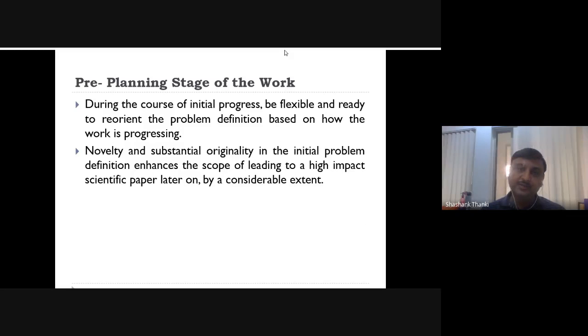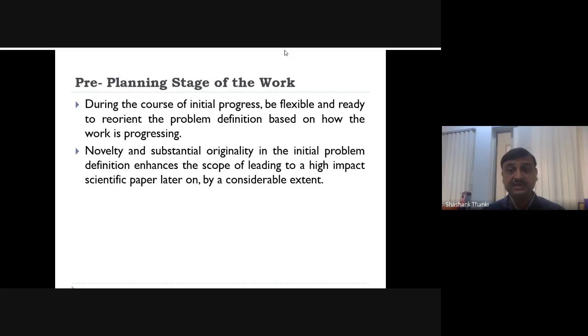And most of the time when you publish something, and if it is accepted by the editor, your paper will go to a reviewer, and they will always raise this query: what is the novelty in your work? Can you define something which is novel in your work? What is the substantial originality of your work?